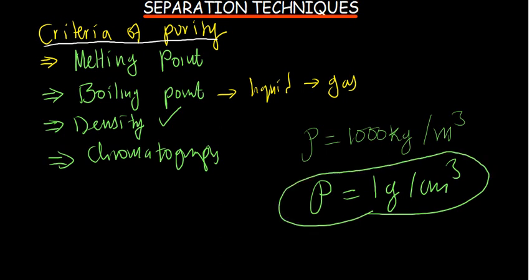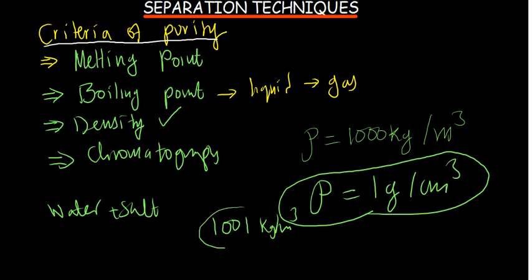Now, if you talk of seawater, the water found in the sea is not pure water. It is water plus salt. So we are going to find that the density for this water is about, let's say, maybe 1001 kg per meter cubed. In other words, the density is much higher than the normal density. So for any impure substance, the density is going to be different.